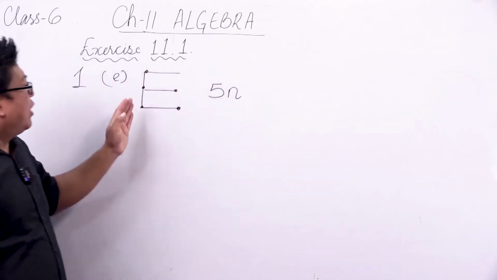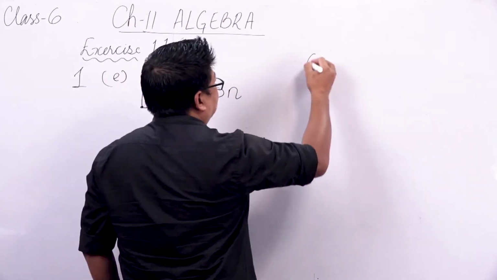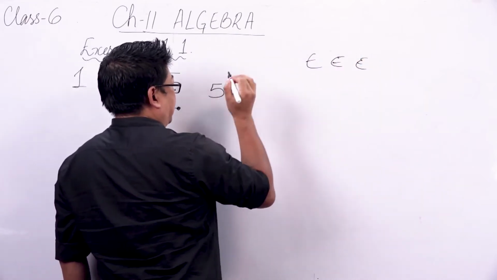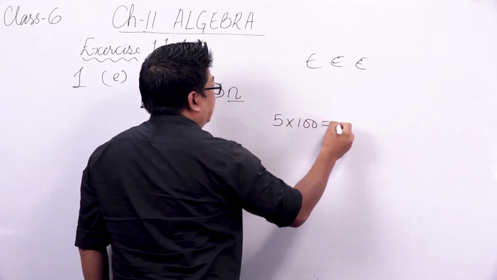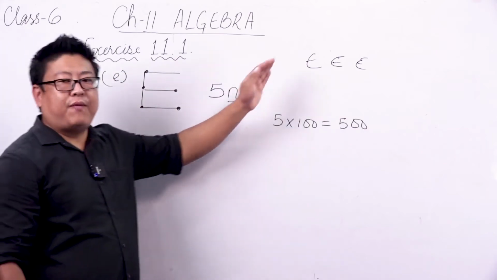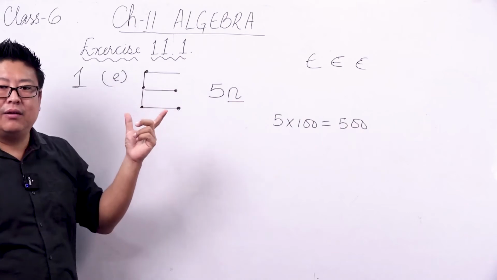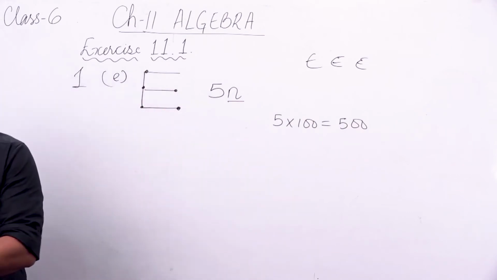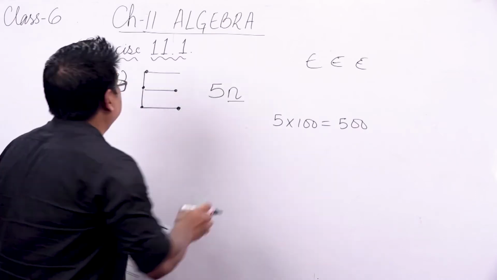Okay, so even if you draw 100 E's, you simply substitute n by 100. That means 5 into 100, it will give you 500. That means to draw 500 E's, you are using 500 matchsticks. All right. So this is the basic concept about the question given. Now let's move to question number 4.